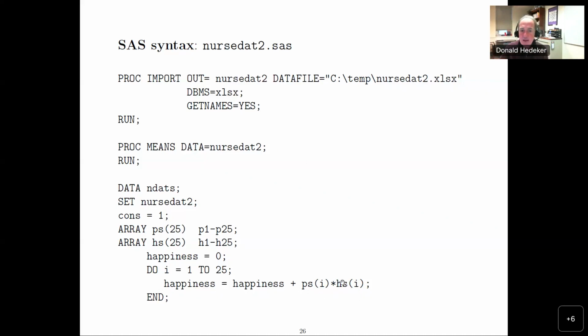Now, the other thing we're going to need to do is consider all of these patients as nested within the big data set. So I'm creating a variable here I call cons, equal to 1. We'll see how I'm going to utilize that in the syntax.